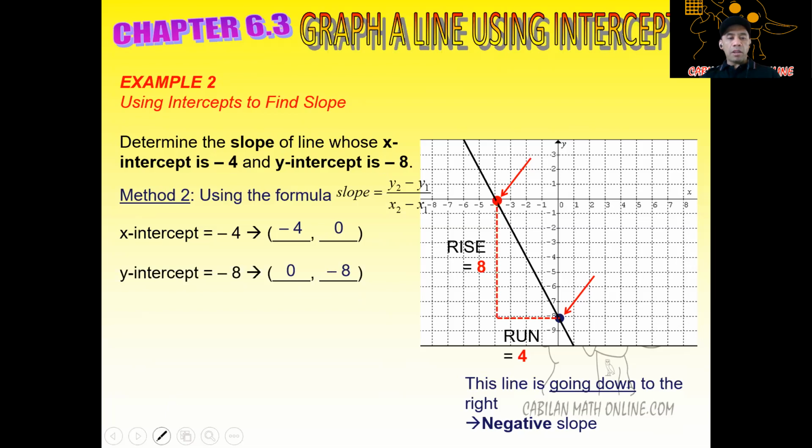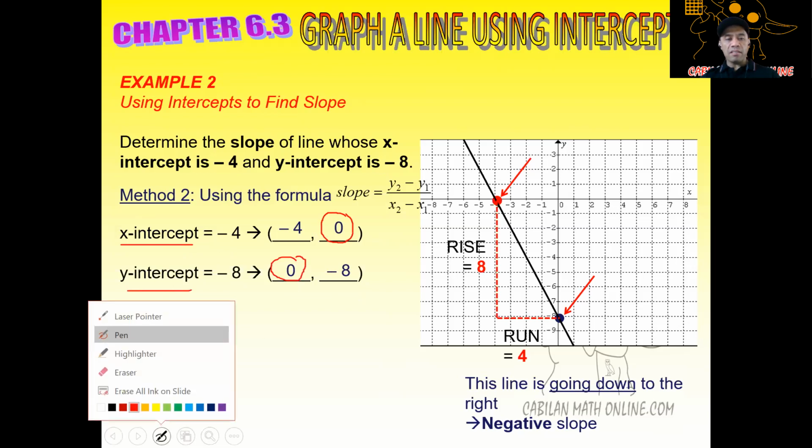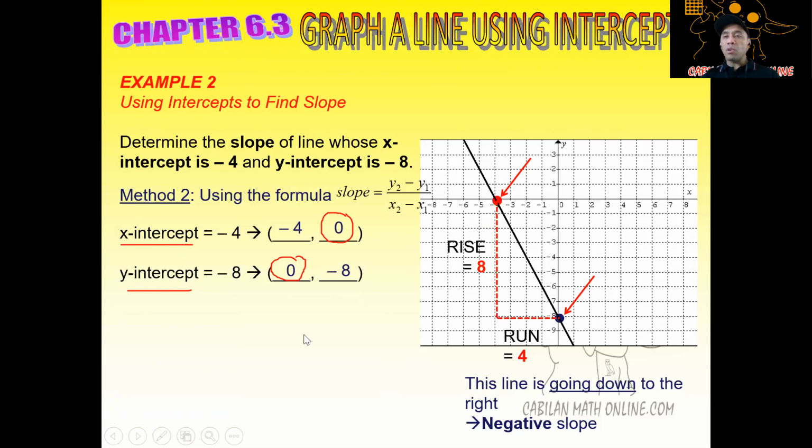So just to make a note for this one, I'm going to put these in red, okay? Notice that for the x-intercept, the y is always 0. And for the y-intercept over here, the x is always 0, okay? So just keep that in mind. That's always going to be the case. And again, this is important, especially when you don't have a graph. The graph is only here for demonstration purposes, all right?